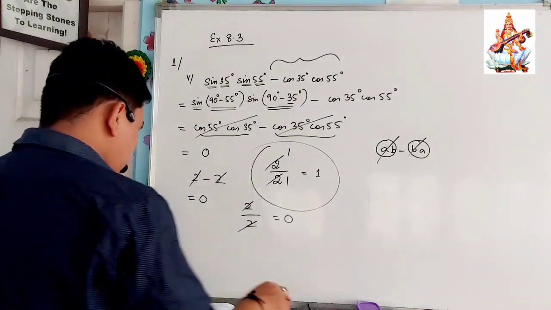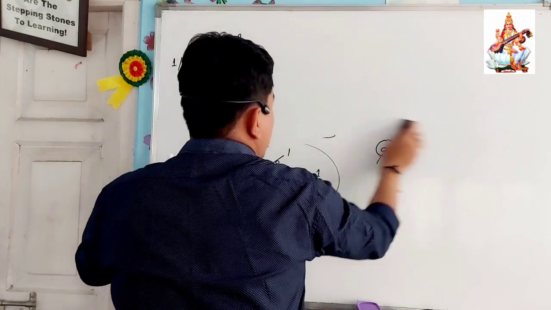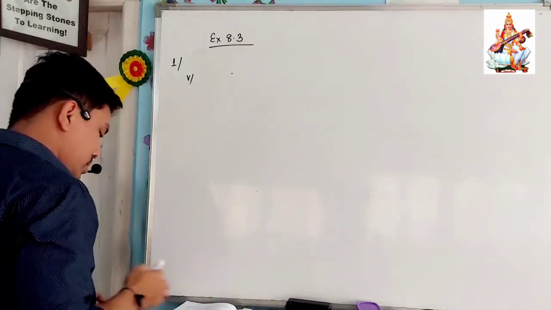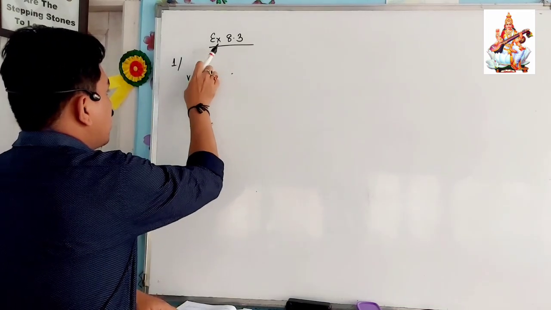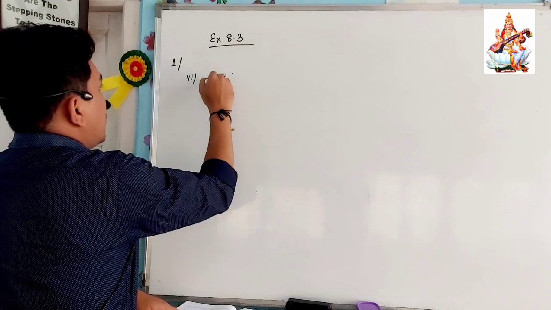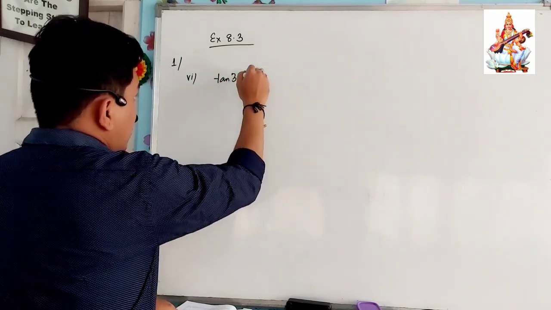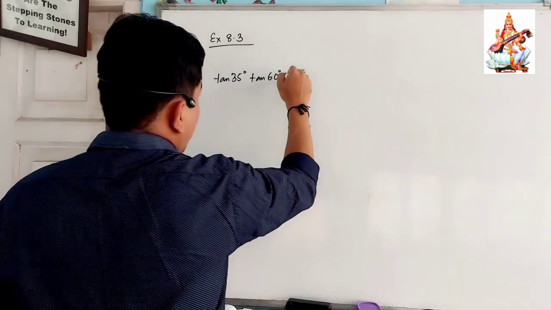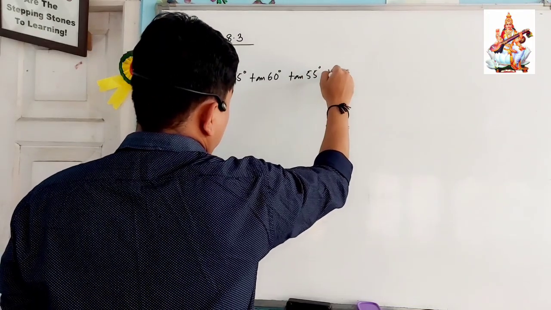Now let's proceed to the next one. Number 6. Number 6 is sin 35, sin 60, sin 55, sin 30.